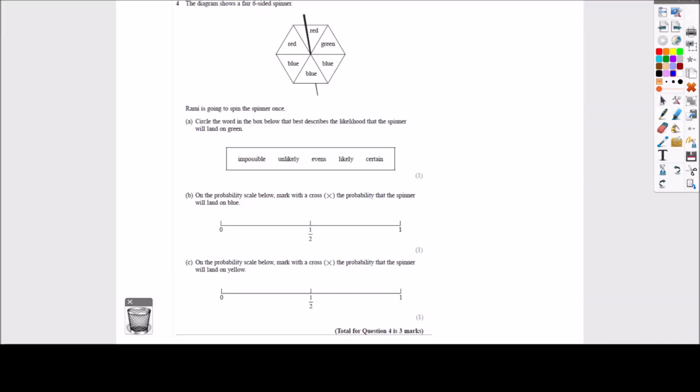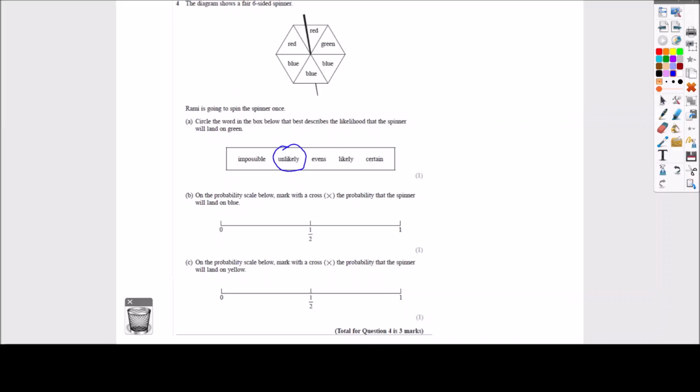Question 4. So part A. Circle the word in the box below that best describes the likelihood the spinner will land on a green. Well, there's 1 green out of 6, so it is possible. Okay, but it is just unlikely. 1 out of 6 is not that likely. It's unlikely, but it's not impossible.